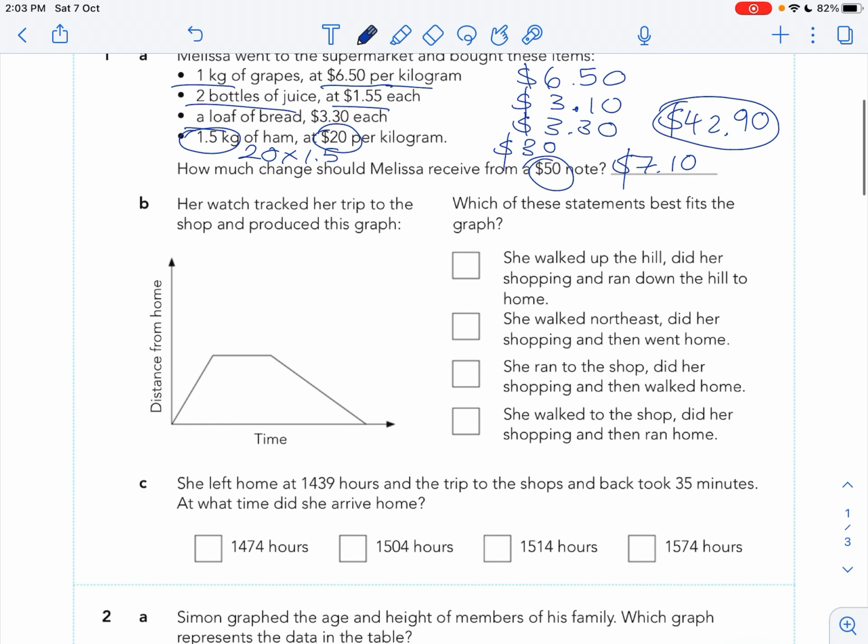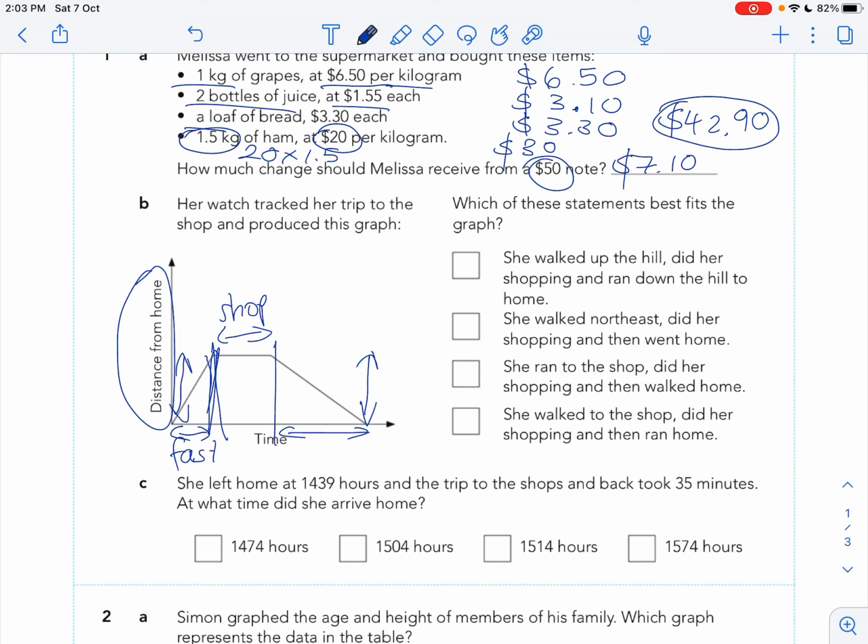Okay, Hugo tracked her trip to the shop and produced this graph. So there's 3 parts to this graph. This is the time that she was at the shop. Her distance from home doesn't change. If we have a look at this bit here, there was quite a bit of distance covered in not much time, compared to the same distance covered over a long period of time for this part. So that's fast and that's slower. Okay, so we need to work out what we want.